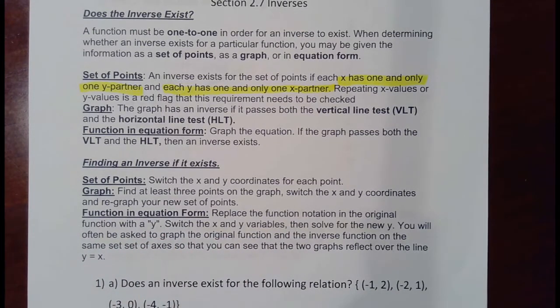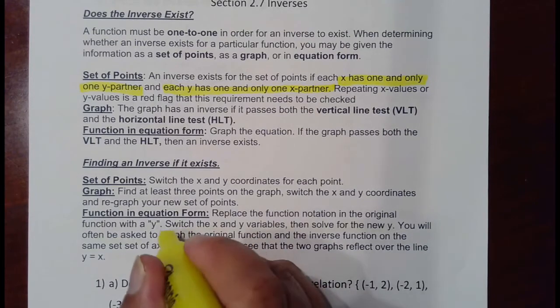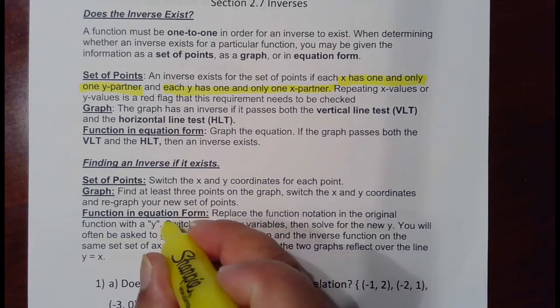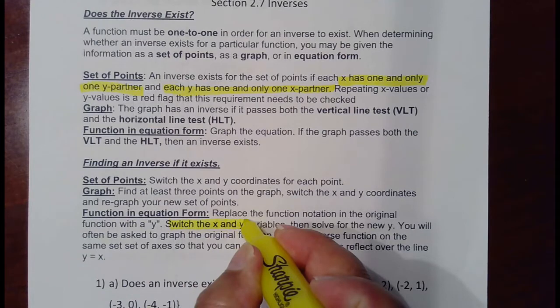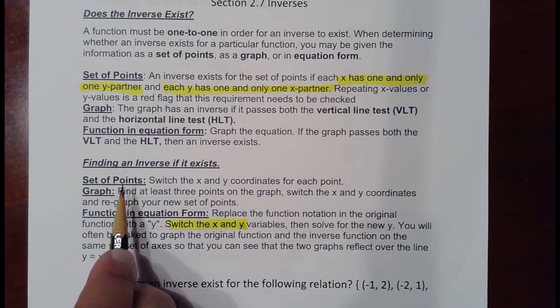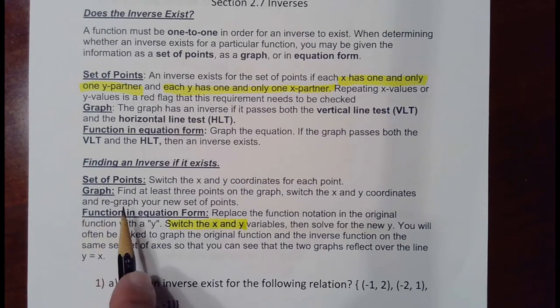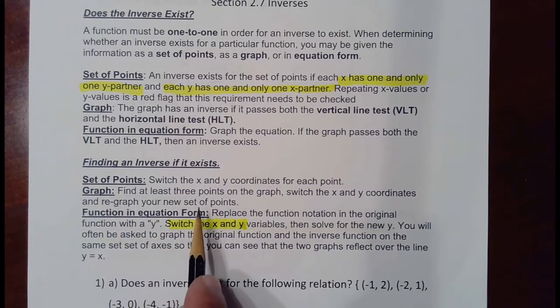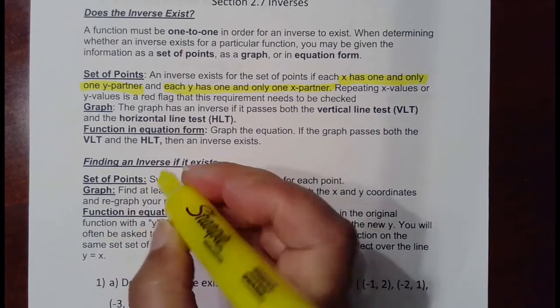Notice that, regardless of whether you're handed the information as a set of points where you switch the x and y, or whether you're given a graph where you just pick three or four points off the graph and switch the x and the y, that is the main essence of what it means to find an inverse if one exists.